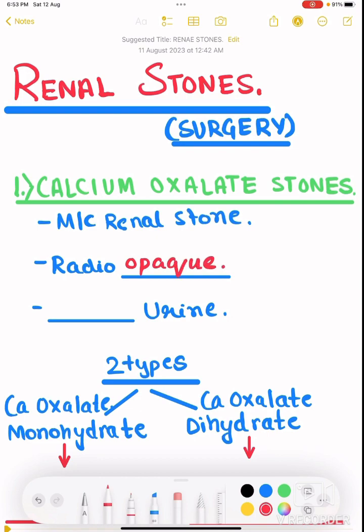What do you mean by radio opaque? We mean that it can be seen on X-ray, right? And radiolucent means it cannot be seen on X-ray, right? Then calcium oxalate stone is generally found in acidic urine. Most of these stones are found in acidic urine only, with one exception I will tell you later.